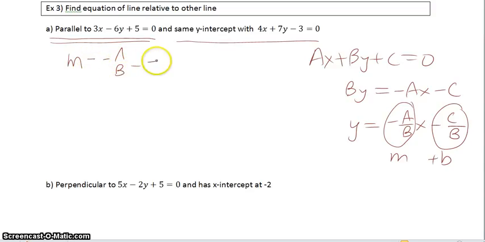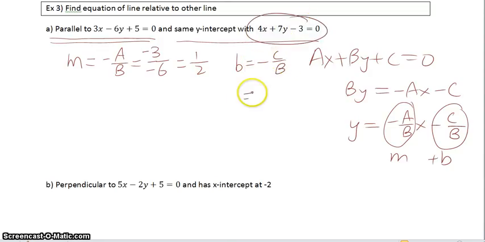So here, negative 3 over negative 6, right? A is positive, so the negative sticks there. So it gives me a half. All right, and then the y-intercept is negative c over b. So for this one, the same y-intercept. So negative of negative 3 over b.